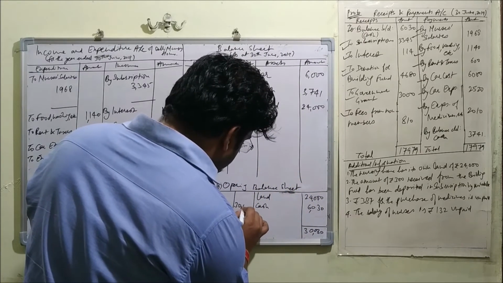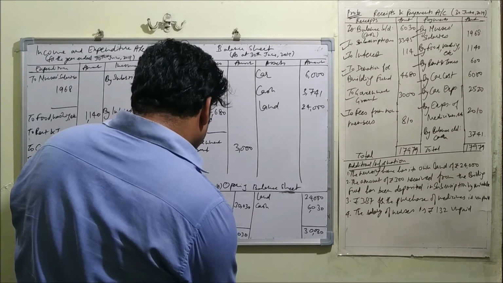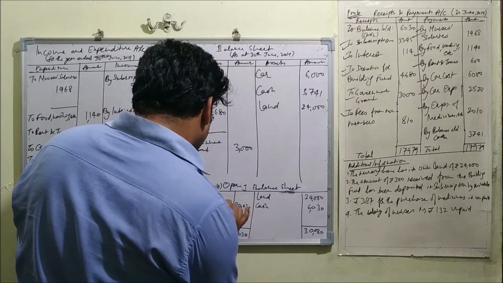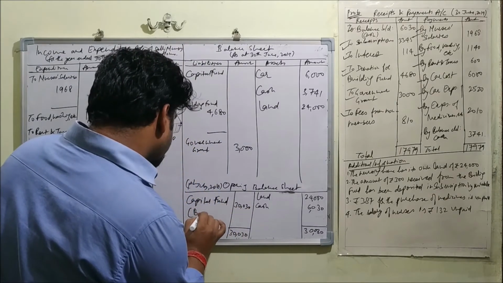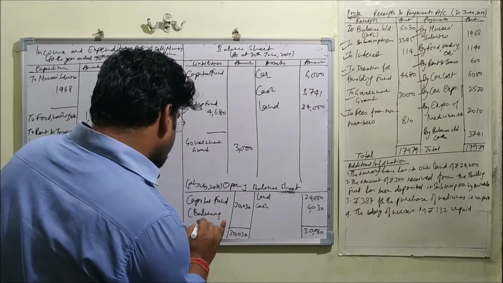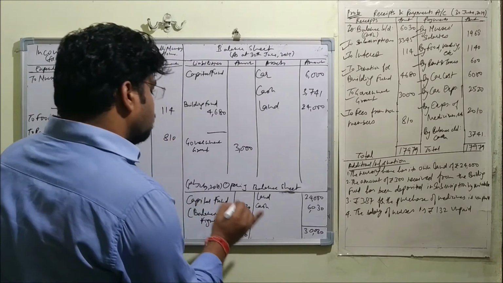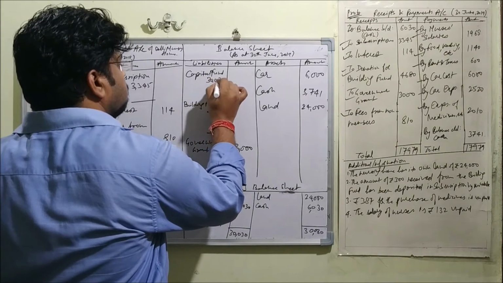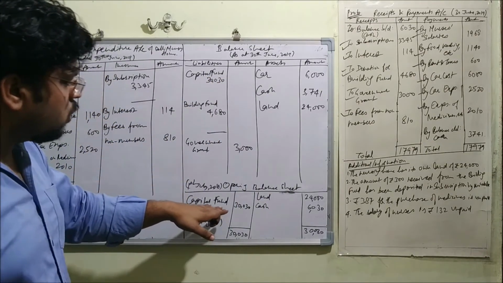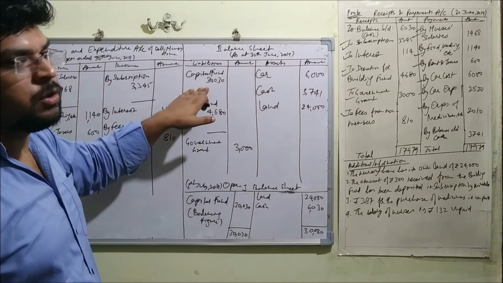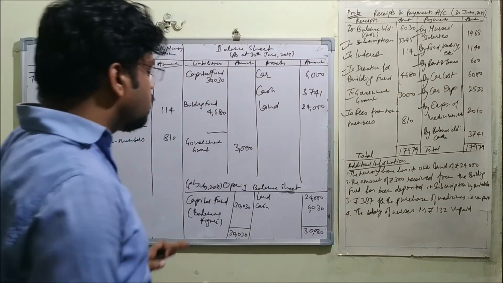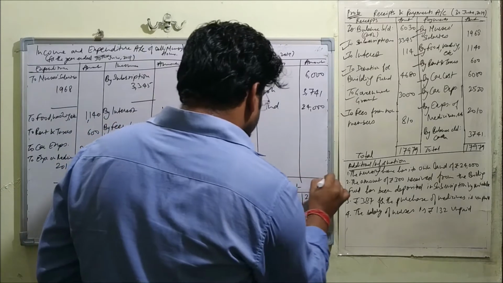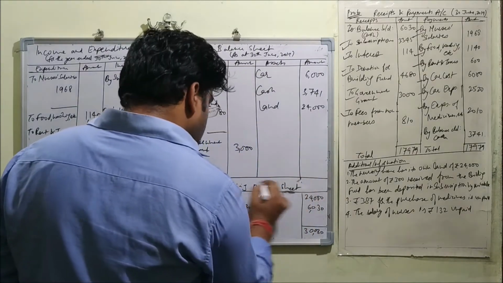This 30,030 rupees will be treated as capital fund, and we can mention here balancing figure. So this value will come here, 30,030. So we prepared this only for getting this value. Okay. So we need to see in the question. So this will be prepared in the working note.